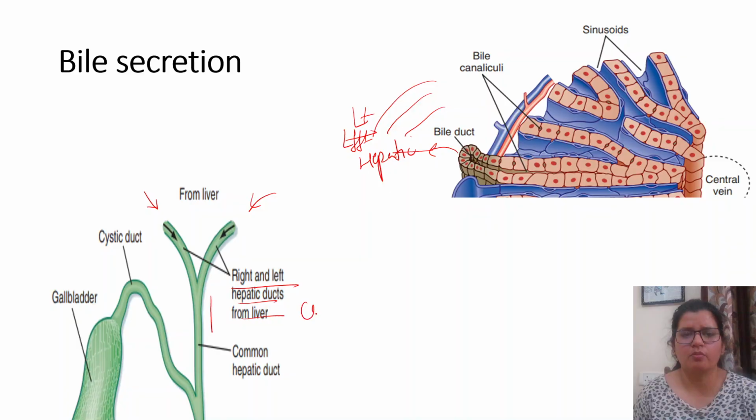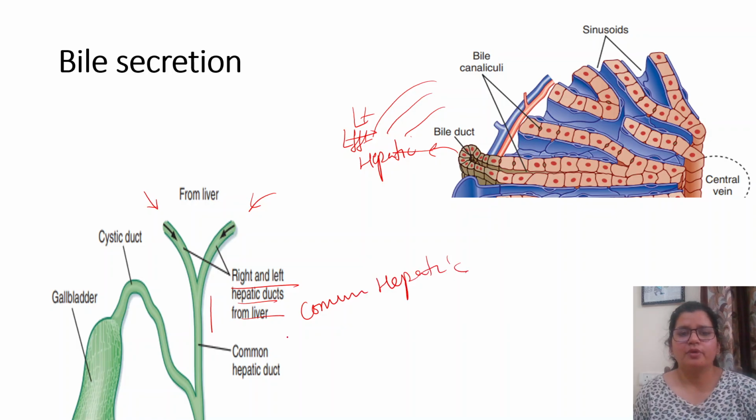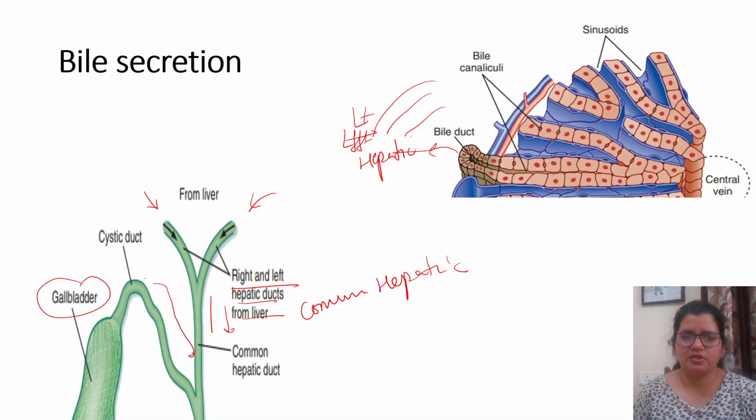They basically form the common hepatic duct. When this runs downward, there is the cystic duct. Basically this is the gallbladder, which has all the bile collected together. So bile is formed from here and it is basically stored in the gallbladder.